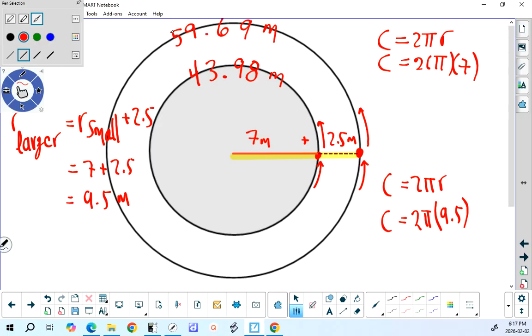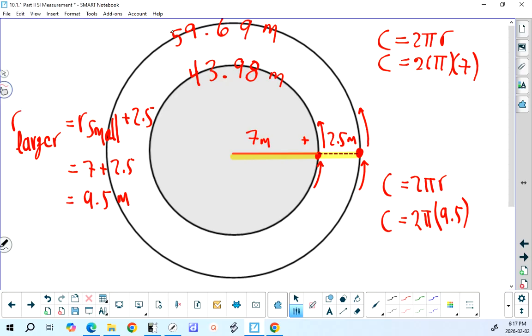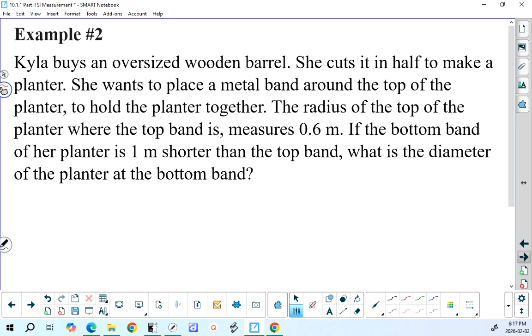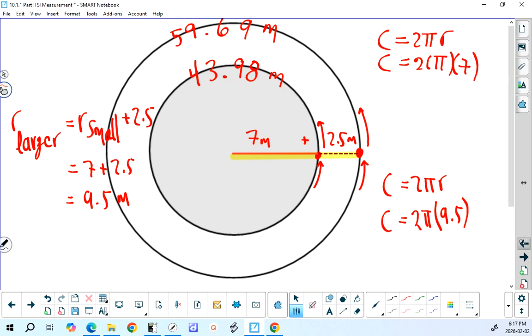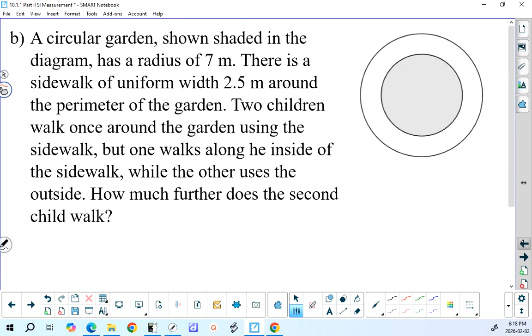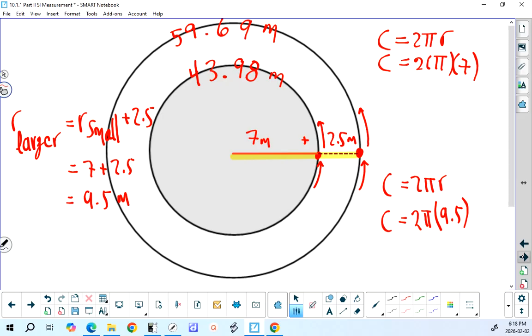The question was, how much further does the second child walk? Well, now that you know these two distances, all you have to do is subtract them. We can take the 59.69 and subtract 43.98. And at this point in the course, we're just learning about math. I don't care about decimals or accuracy.